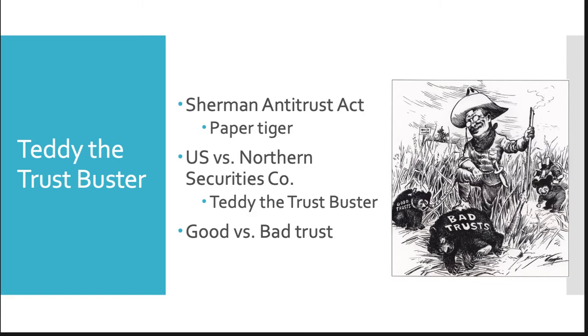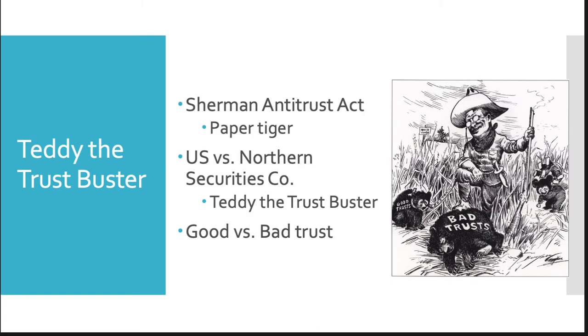So it really was an uphill battle here to try to use the Sherman Antitrust Act to try to break up these big businesses because nobody was on the side of breaking up the monopolies. Until Teddy Roosevelt takes on J.P. Morgan in the case of U.S. versus Northern Securities Company. Now, the Northern Securities Company was a railroad monopoly.